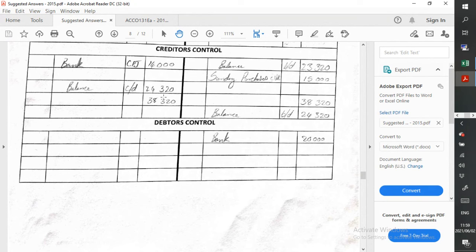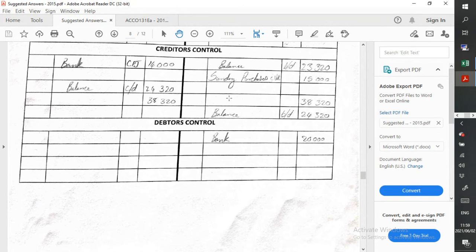We're going to debit their account because we know that the creditors control, as we highlighted, increases on the credit side but decreases on the debit side. So can you see here, we write bank, and then here we write CPJ, and there should be a 1 over there, and then we plug in that 14,000.